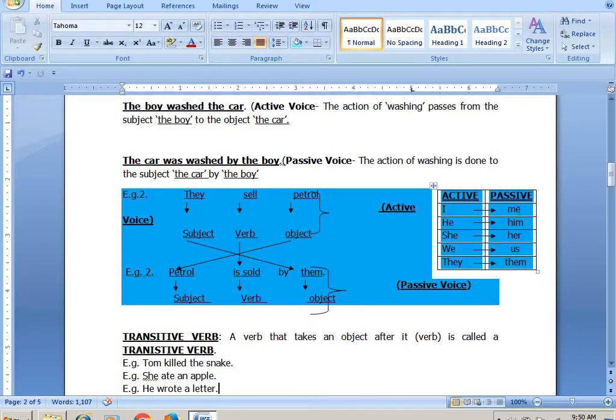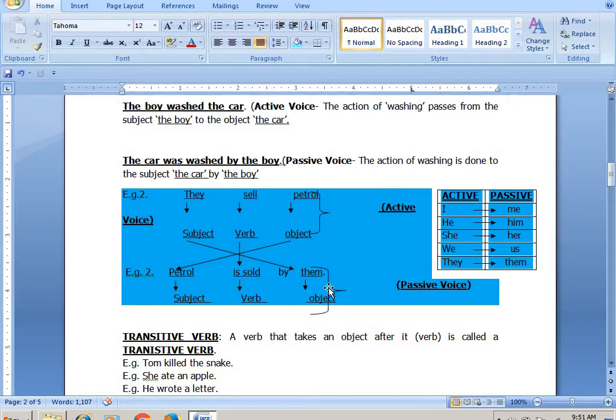Remember this change, students? If you know this change, and if you know when the past participle has to be used with a singular or plural, or in present or past tense, then you will know that changing the voice is very, very easy. So, what has happened over here? Petrol is sold by them. In the second sentence, the petrol, which was the object over here, has become the subject. Sold has remained in the same place, in the place of the verb, and then the object. What has become the object? The subject, they, has become the object.